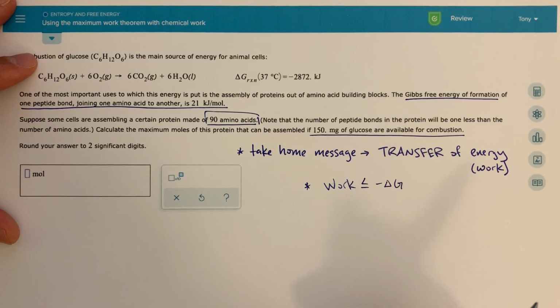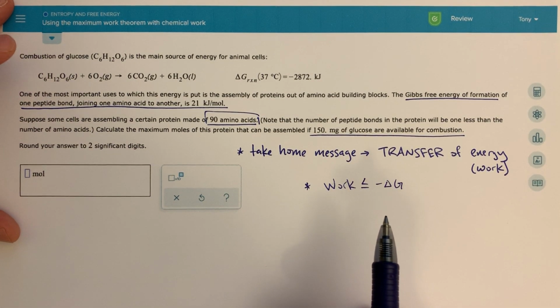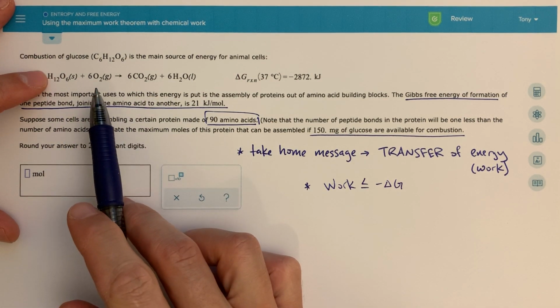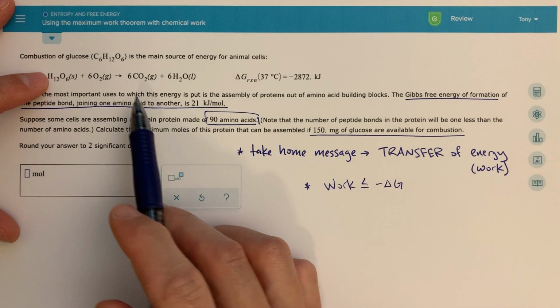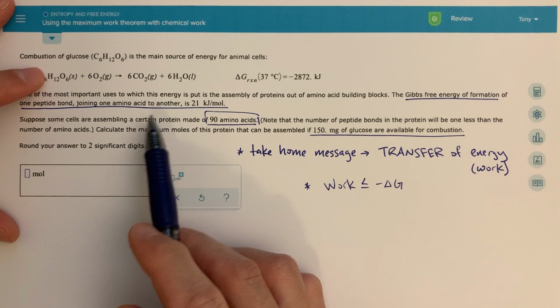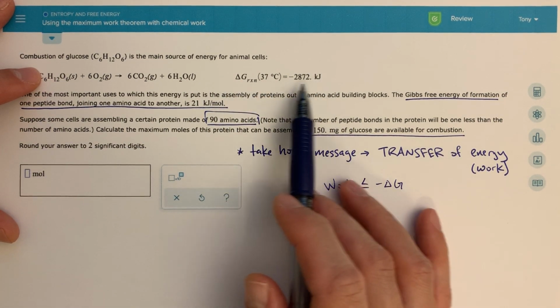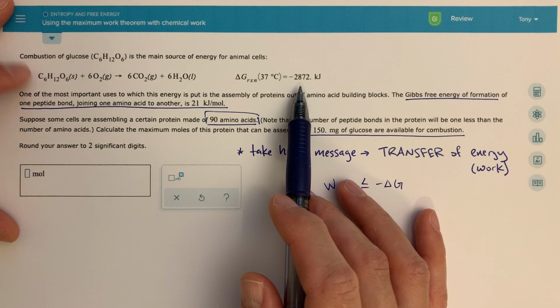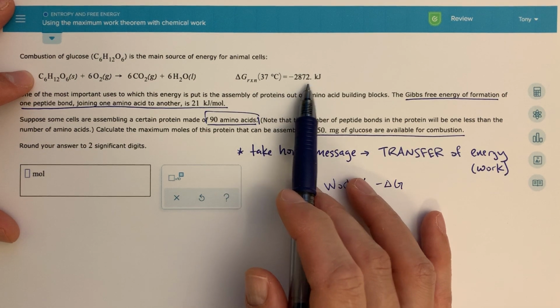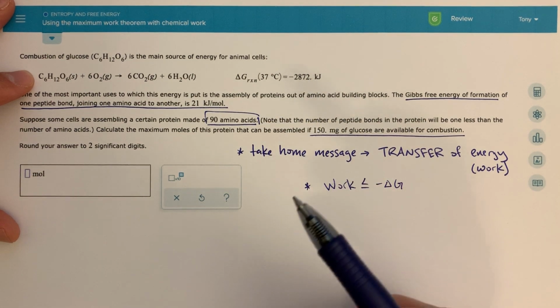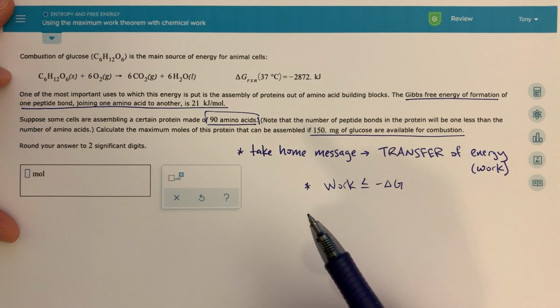So if we look at this instance in particular, we're going to start with glucose, and our body's going to use up glucose. It's going to react with oxygen. That's why we breathe in oxygen, right? And then we breathe out CO2. This is a reaction that's happening in our bodies. And as this is happening, we're going to be releasing some amount of energy, right? So for every 1 mole of glucose, we're going to release 2,872 kilojoules of free energy, right? So that's what that Gibbs free energy is.